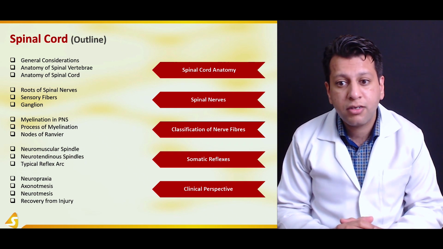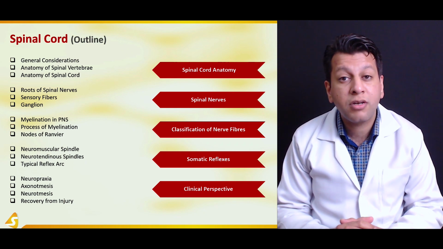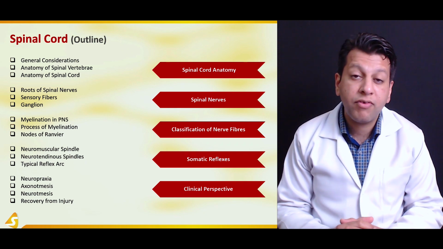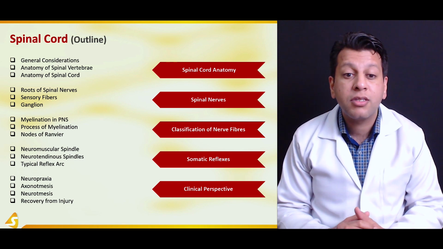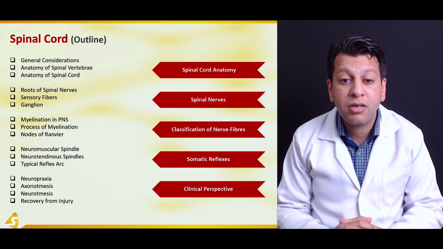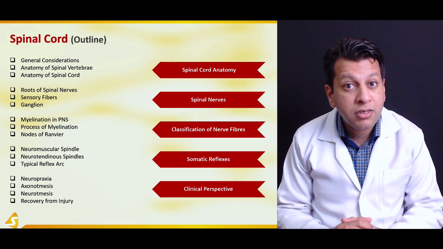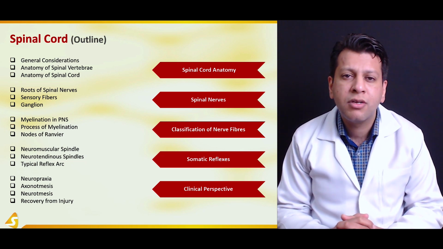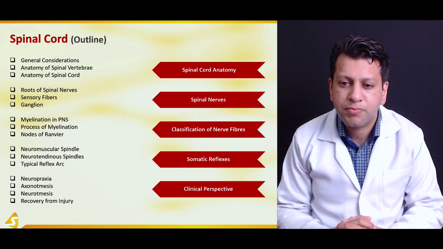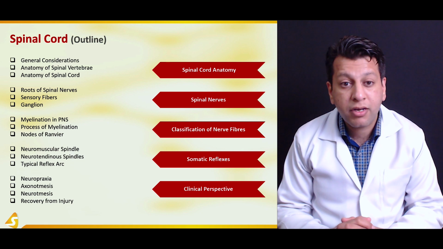Then in the third section, we'll go through the classification of nerve fibers. We'll discuss the different types of nerve fibers, for example, type A, B, and C fibers, which ones are myelinated and which are non-myelinated. Then we'll discuss myelination in the peripheral nervous system, how it is done by Schwann cells, how the process of myelination occurs, what the nodes of Ranvier are, and we'll briefly touch on saltatory nerve conduction.